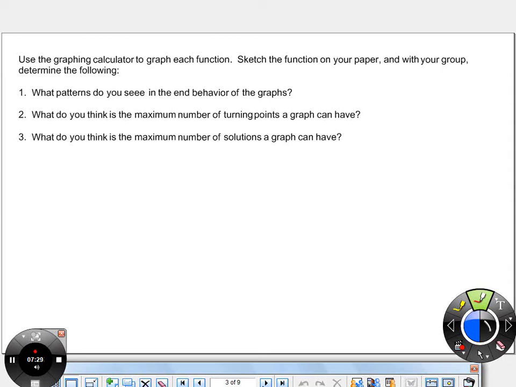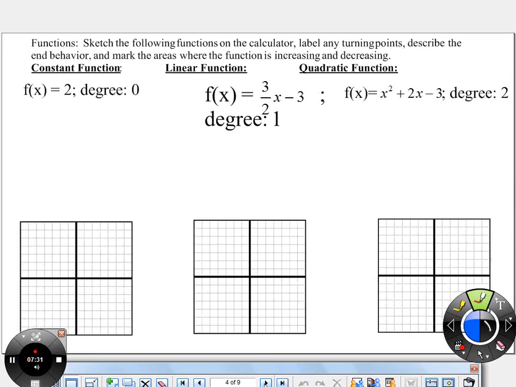Oh, okay. That's fine. Typo. All right. So for this first graph, f of x equals 2, it's constant. You guys should have had a horizontal line at 2. Okay. The second graph, f of x equals 3 over 2x minus 3, you should have had a line with a positive slope. For the third graph, you should have had a parabola, right? Okay. I'm not going to draw it accurately. I don't have it on my calculator.